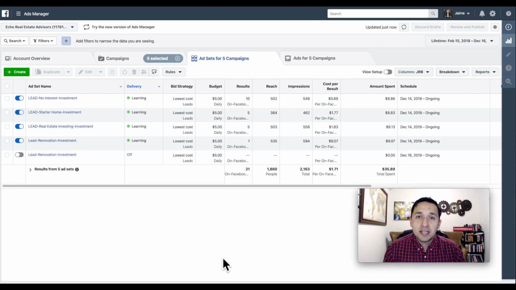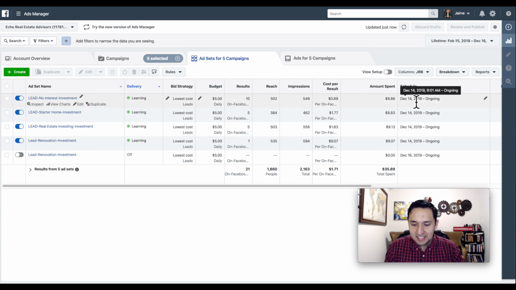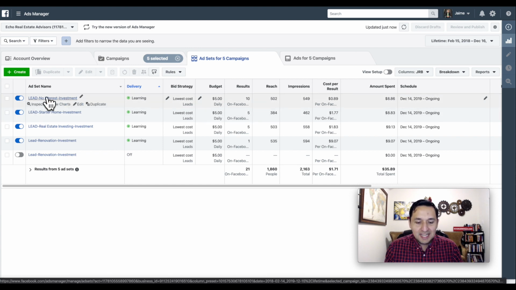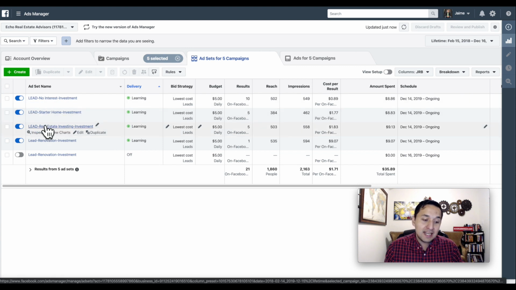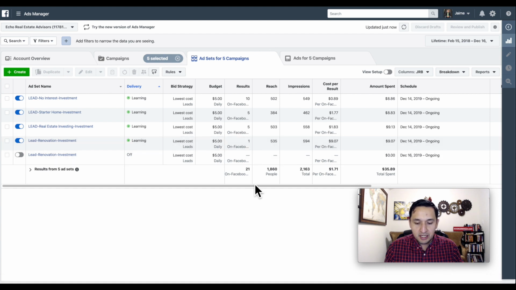All right, so let's look at our campaigns and see how they're performing. This is day 2, so today is December 16th. And almost about a full 48 hours into it, we see that the no interest is still ahead. We have starter home coming in second and tied with real estate investing. And then renovation is bringing up the rear.